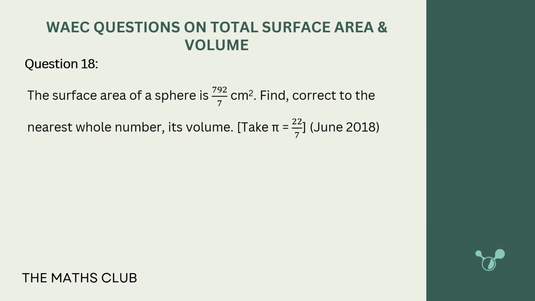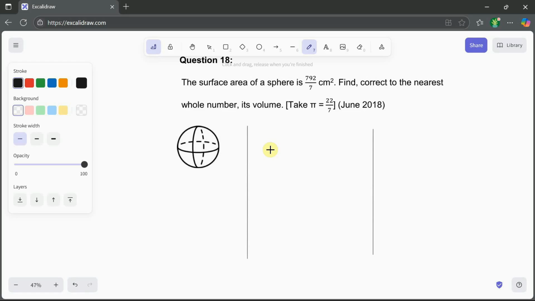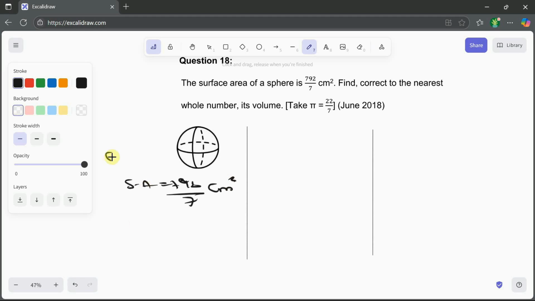Question 2 says that the surface area of a sphere is 792/7 centimeters squared. Find, correct to the nearest whole number, its volume. Take pi to be 22/7. This is from June 2018. So the surface area of a sphere has been given to be 792/7 centimeters squared. So these are given, but we also need to find the volume.